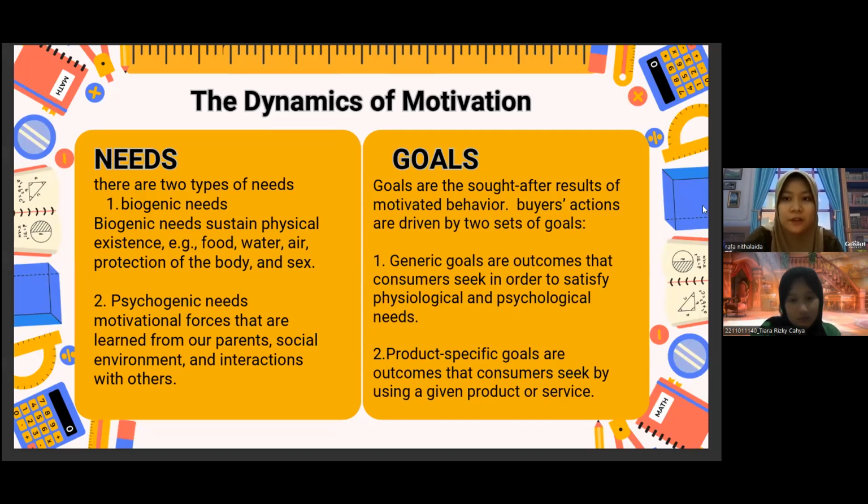The second category of the dynamics of motivation is goals. Goals are the sought-after result of motivated behavior, and buyers' actions are driven by two sets of goals. The first one is generic goals, which are outcomes that consumers seek in order to satisfy physiological and psychological needs. And the next one, product-specific goals, are outcomes that consumers seek by using a given product or service.